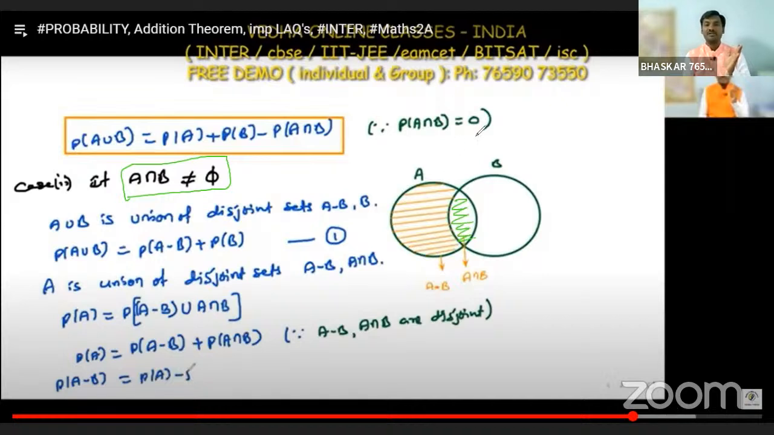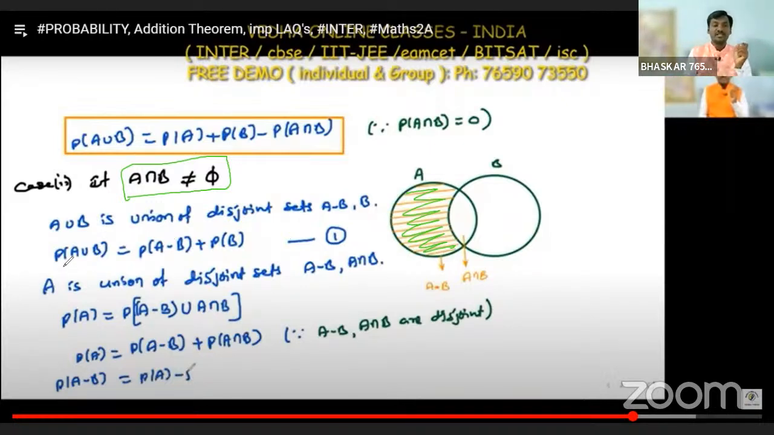Okay, we have some common part between A and B. So A union B is the union of disjoint sets A minus B and B. A minus B means only A part. Observe this shaded part: only A, and B. If we combine only A as well as B, then we get the total part.